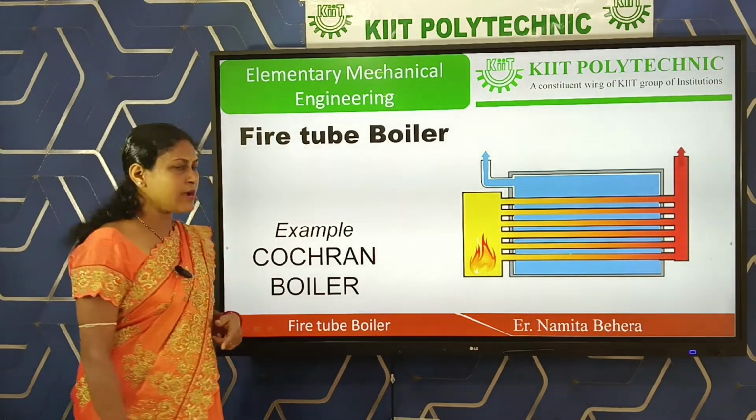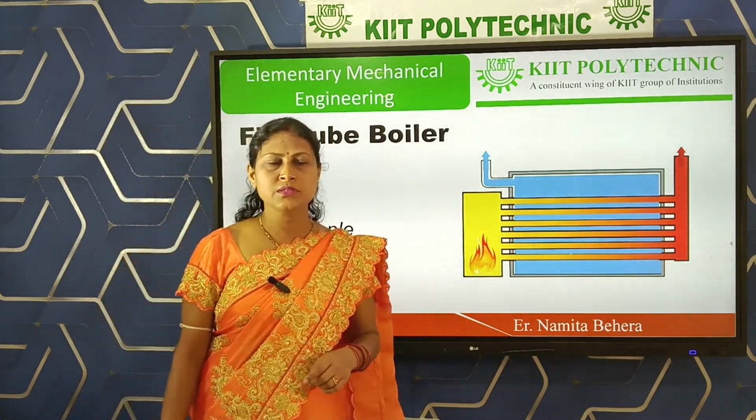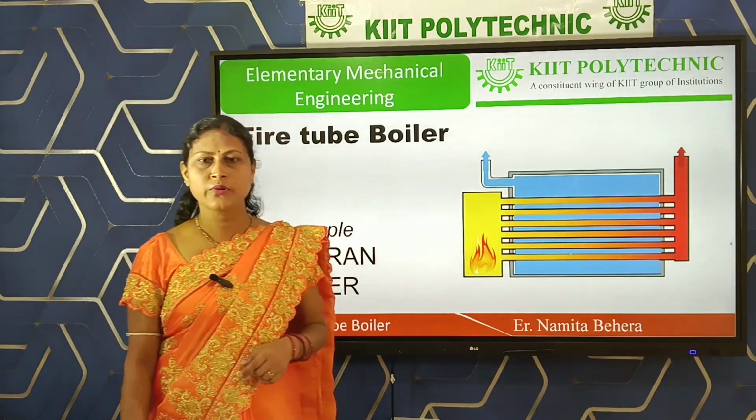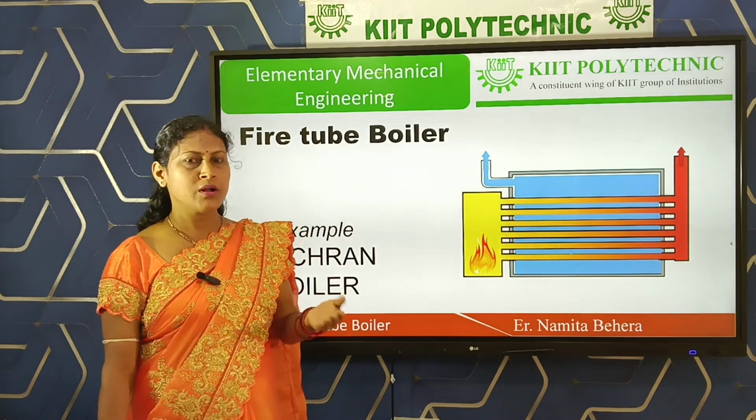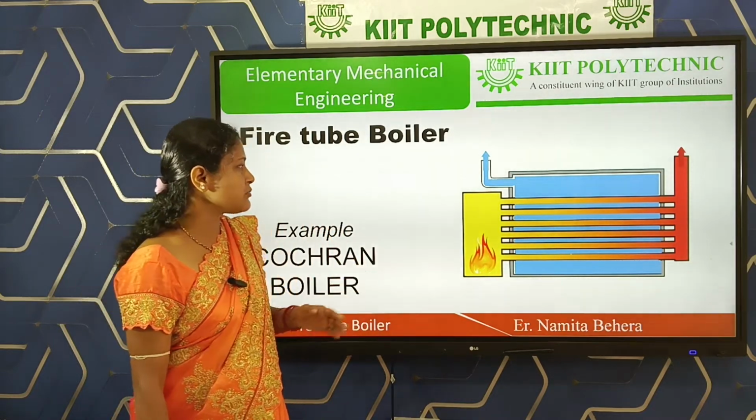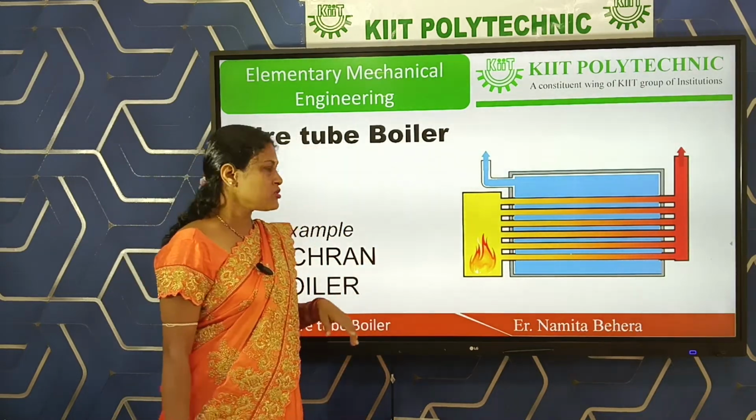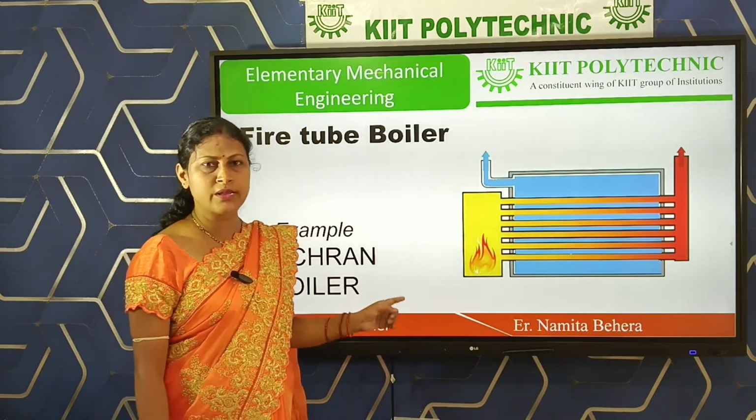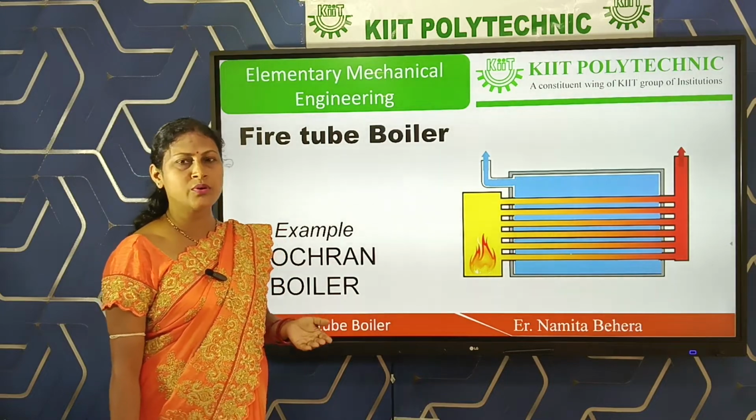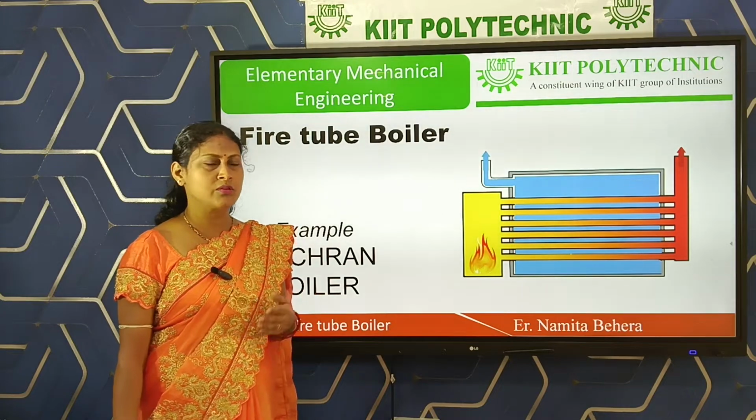Next is fire tube boilers. What do we mean by fire tube boilers? Fire tube boilers means the hot gases or flue gases produced by the combustion of fuel enter multiple tubes, which are surrounded on the outside by water to form steam. This is called a fire tube boiler. The best example of a fire tube boiler is the Cochran boiler. The Cochran boiler is one type of fire tube boiler in which we convert water to steam with the help of hot gases or flue gases.